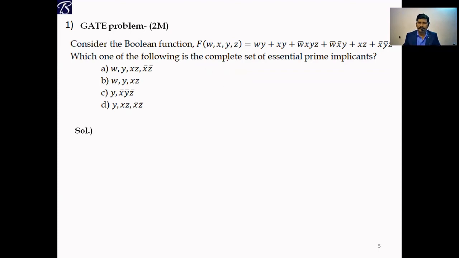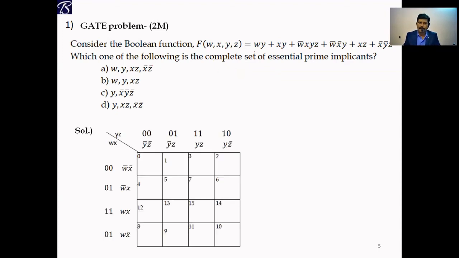A Boolean function is given. Which one of the following is the complete set of essential prime implicants? Consider this minterm wy. How many minterms will we get here in the K-map? wy: w is common and y is common here. These two, so 1, 1, 1, 1. This is wy. And next, xy: x is common here, and y is the same here. This is 1, 1, 1, 1.